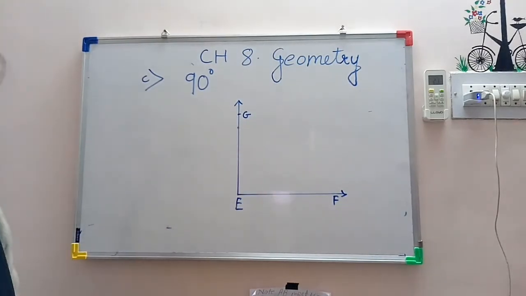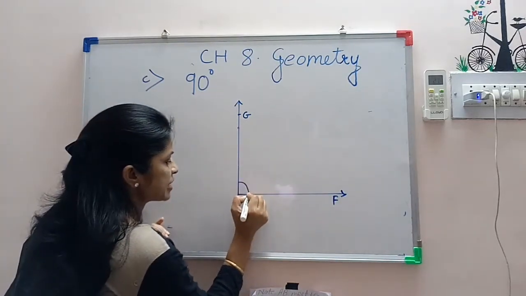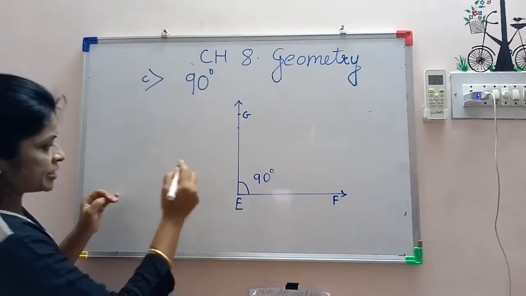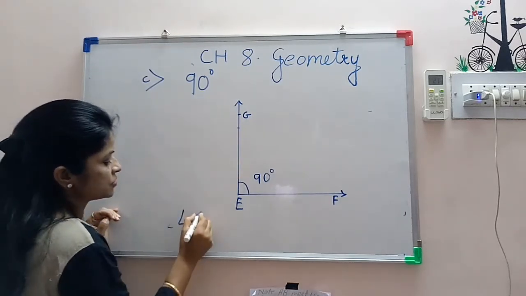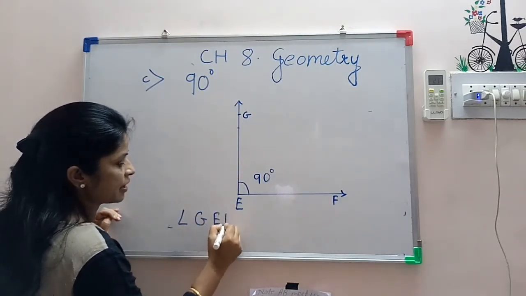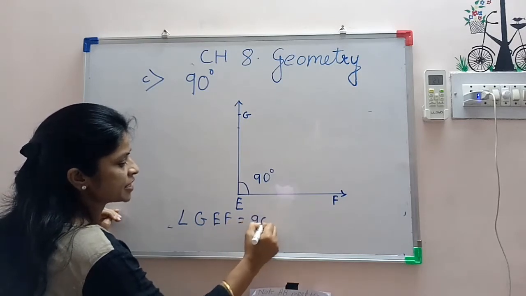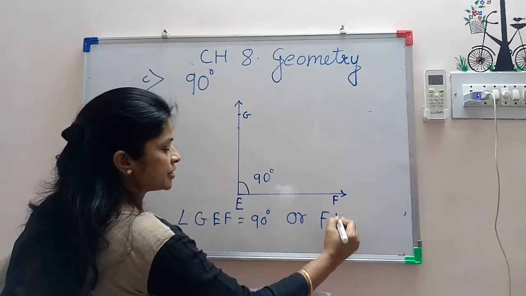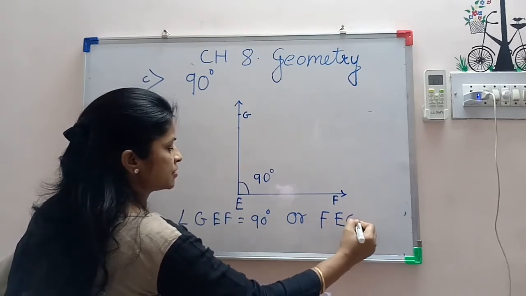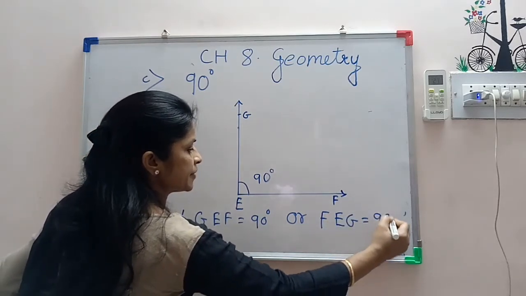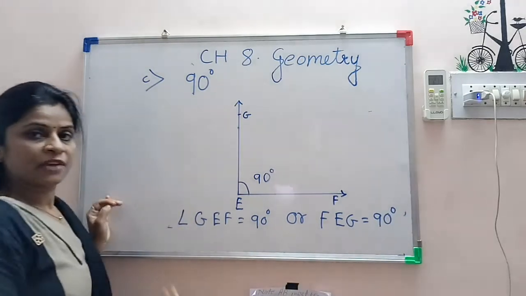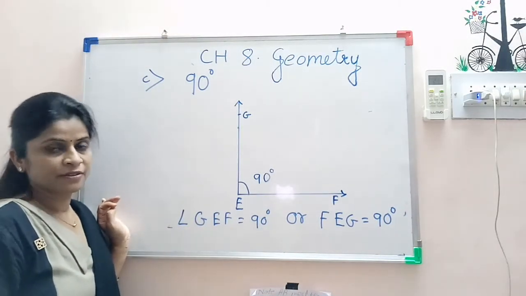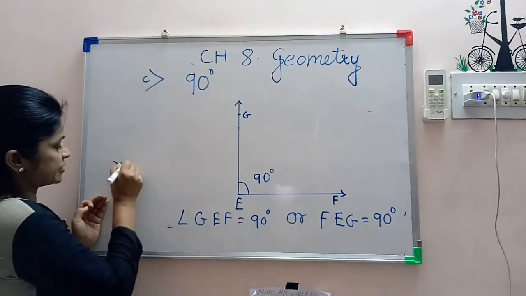Now students, the measurement of this angle is 90 degree. Now we will write it as angle GEF is equal to 90 degree, or you can read it as FEG is equal to 90 degree. And which type of angle is this, whose measurement is 90 degree? That is a right angle.